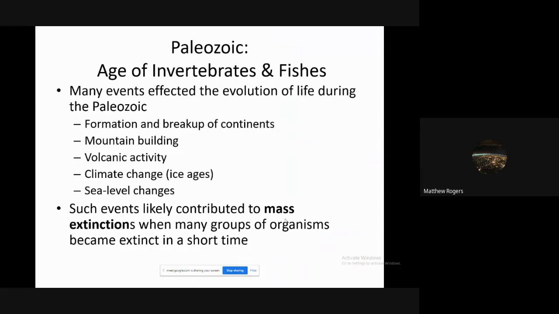Okay. So right off the beginning here, things that really affected the evolution of Paleozoic is formation and breakup of these continents through plate tectonics and our continental drift theory that we learned about. Because they were moving around, we built mountains, and mountains affect weather. They create rain shadows and different things like that. Volcanic activity was a big change here. Climate change, and I'll come back to climate change in a second. Sea level changes are huge.